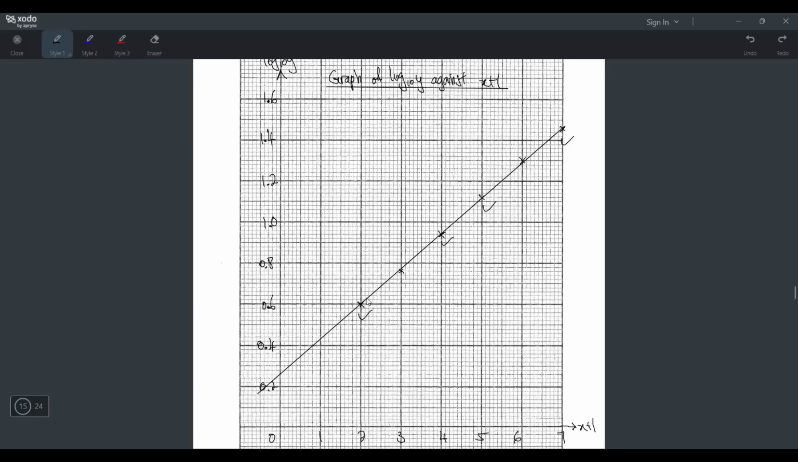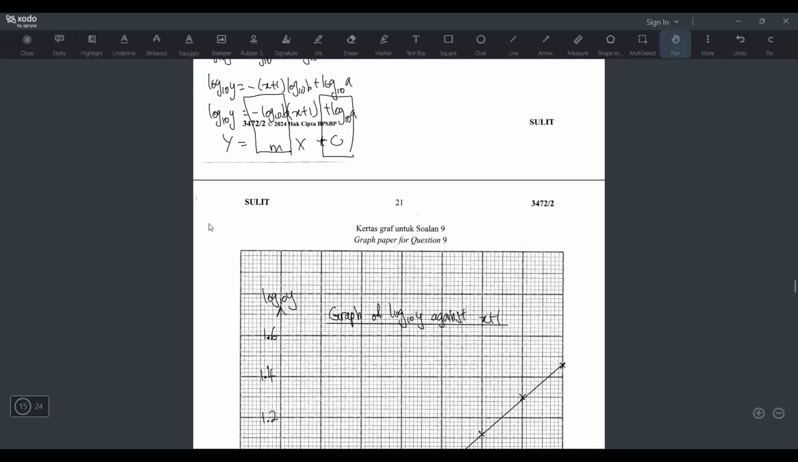So it's okay if some points don't touch. You already touch most of the points, and the points that don't touch are fine, because it's balanced, one above and one below. So I think this is the line of best fit, and it's done. Now we can continue.